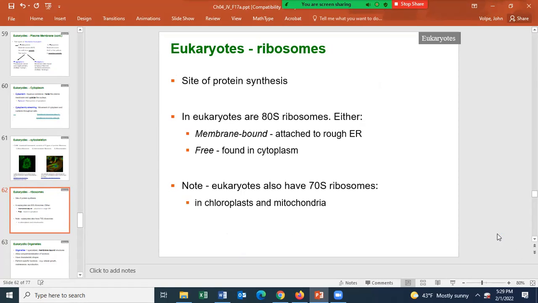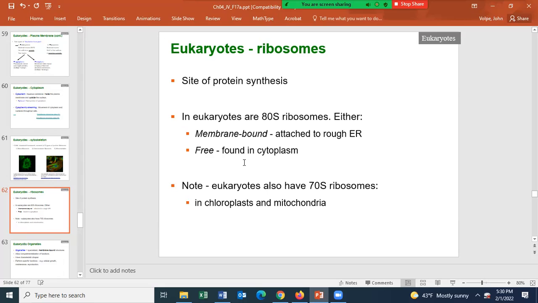The ribosomes are a structure found in eukaryotic and prokaryotic cells. They're a little different in eukaryotes. The eukaryotes have an 80S ribosome, or larger in size. The ribosomes are the site of protein synthesis. In eukaryotes, the ribosomes are either bound to a membrane, like the cell membrane or the nuclear membrane, or the endoplasmic reticulum, or they're free, found in the cytoplasm, sort of floating around in the cytoplasm.